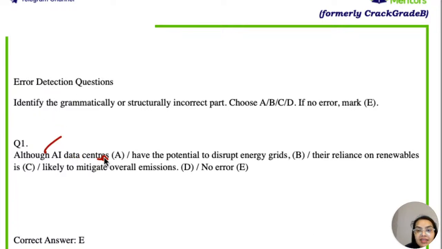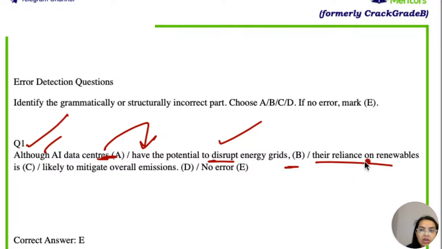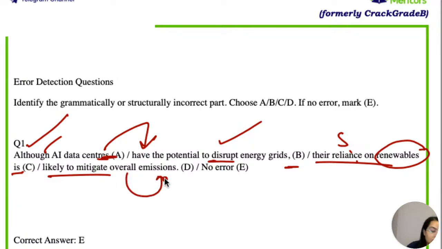Although AI data centers, plural, have the potential to disrupt energy grids, comma, because although is already used, the second clause will come, their reliance on what? On renewables. Reliance is the subject for the second clause, is good to go here, likely to mitigate what? Overall emissions.